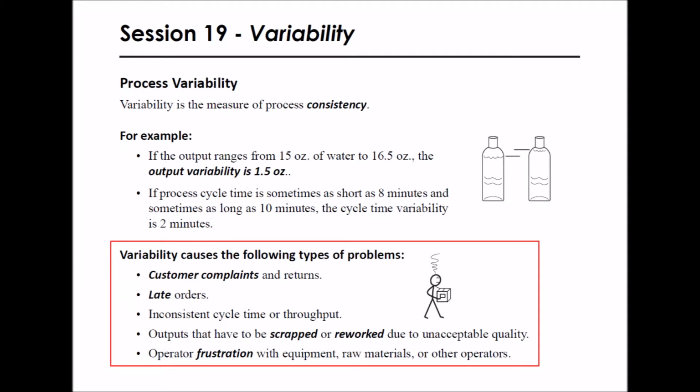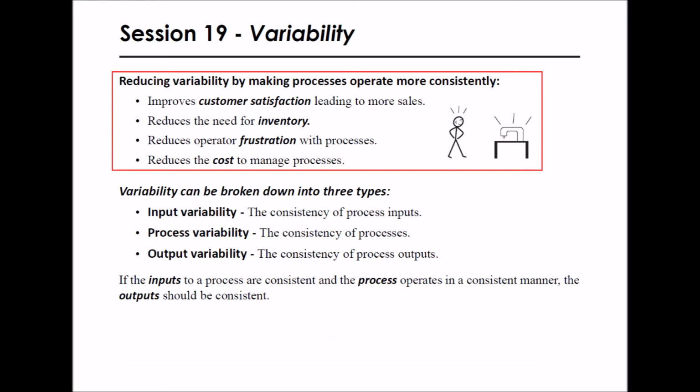Variability causes the following types of problems: customer complaints and returns, late orders, inconsistent cycle time or throughput, outputs that have to be scrapped or reworked due to unacceptable quality, and operator frustration with equipment, raw materials, or other operators. Reducing variability by making processes operate more consistently improves customer satisfaction, leading to more sales, reduces the need for inventory, reduces operator frustration with processes, and reduces the cost to manage processes.